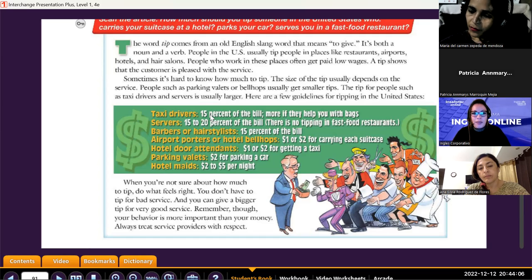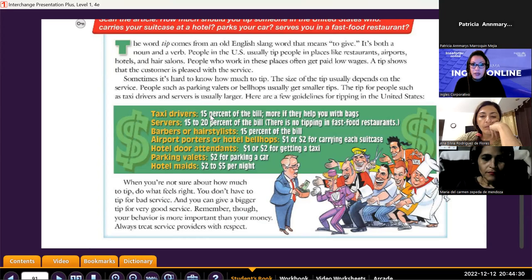When you're not sure about how much to tip, do what feels right. You don't have to tip for bad service, and you can give a bigger tip for very good service. Remember, behavior is more important than your money. Always treat service providers with respect.